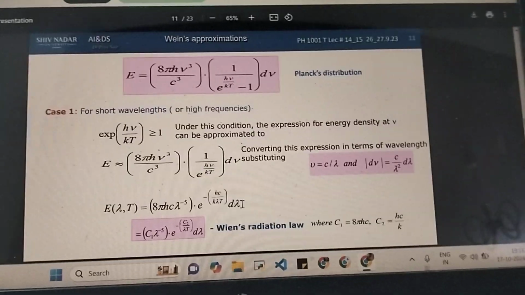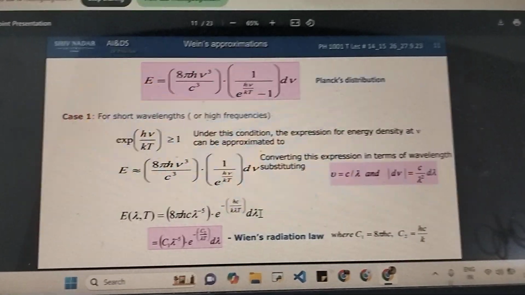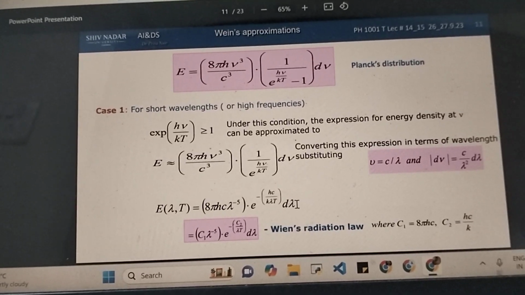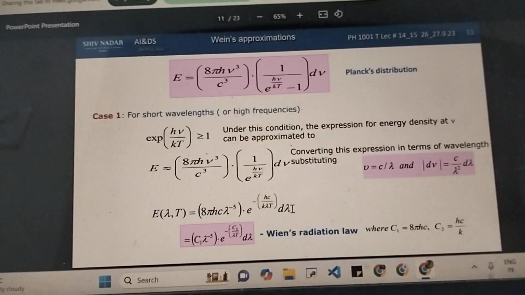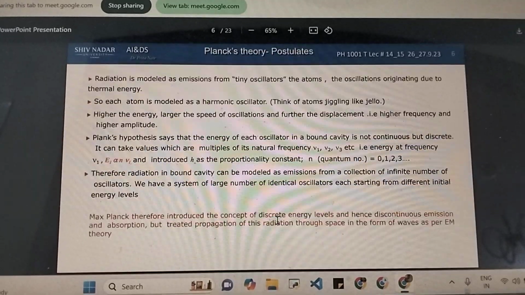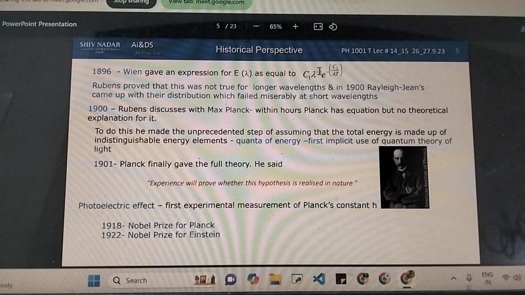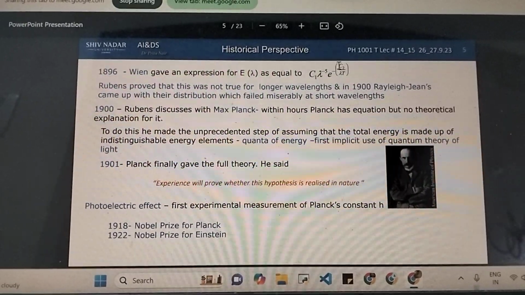Why are we doing this? Because at short wavelengths, Wien's expression worked. So if this works, it has to tie up with Wien's expression. And Wien's expression said that energy is equal to some constant times lambda raised to minus 5, e to the power minus c2 by lambda T.